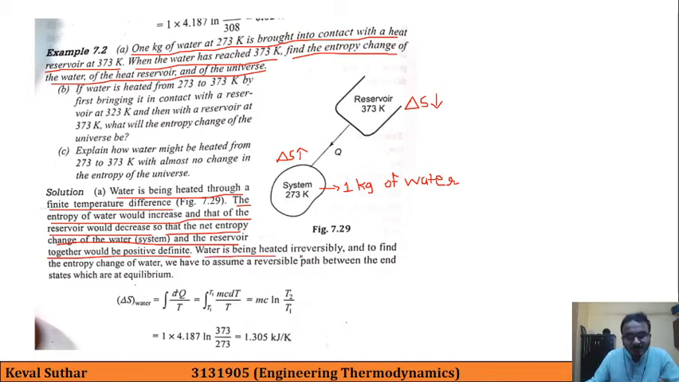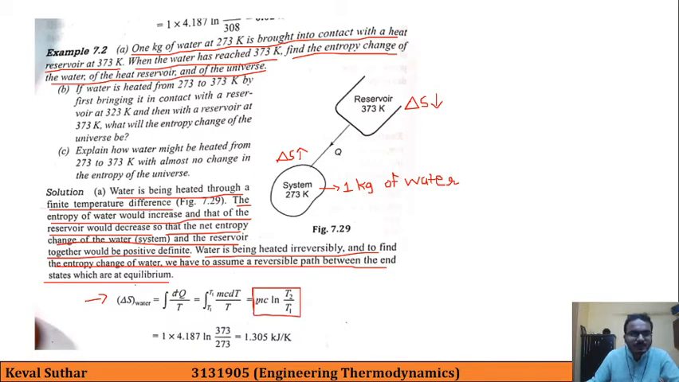Now the water is heated irreversibly, and to find out the entropy change of water we have to assume a reversible path between the end states, which are in equilibrium. It is given by this formula: delta S water is equal to dQ upon T, and instead of dQ we can put m c dT. So finally we are getting this equation: m c ln T2 by T1.